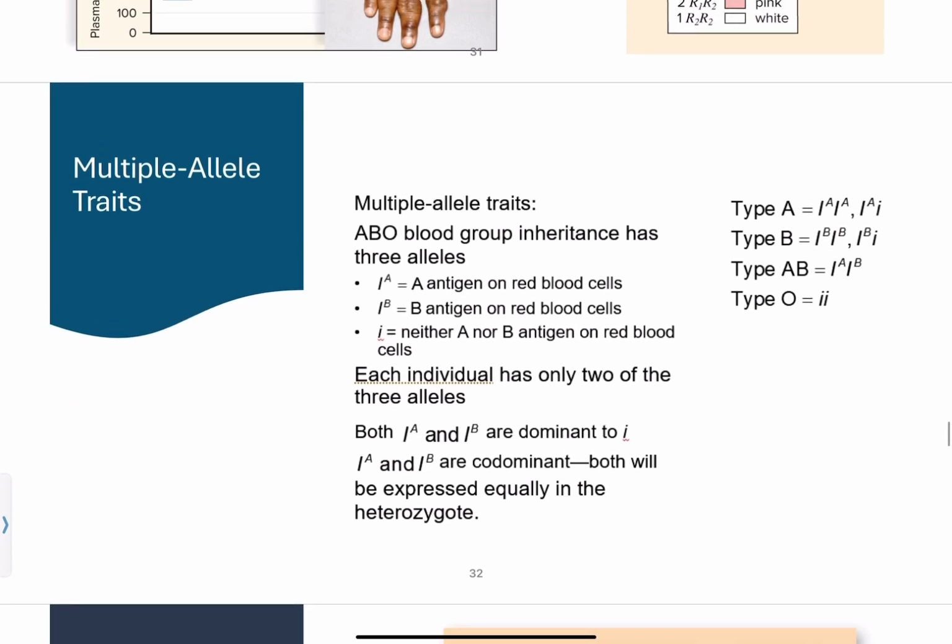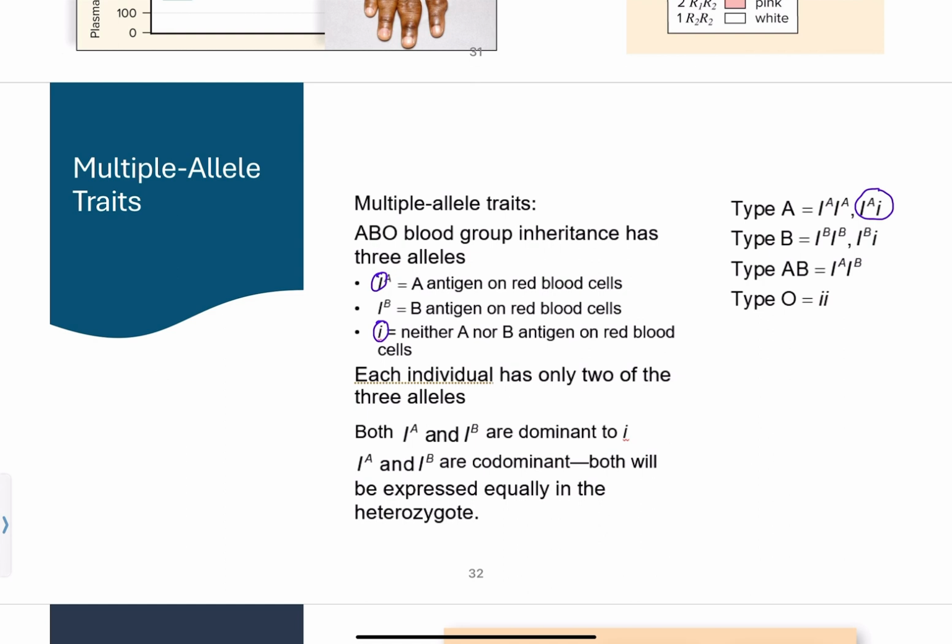Because now we have to talk a little bit about traits with more than two alleles. So that's our ABO blood type system. And this has both a combination of complete dominance, which is why you see a capital letter and a lowercase letter, as well as codominance, where we can have our heterozygote represented like this here.